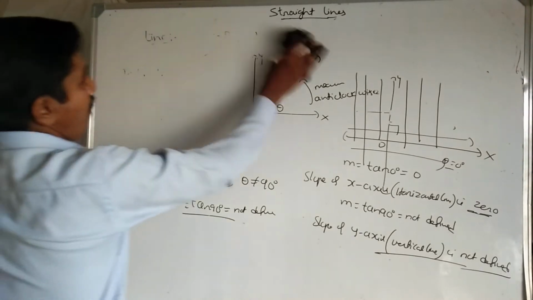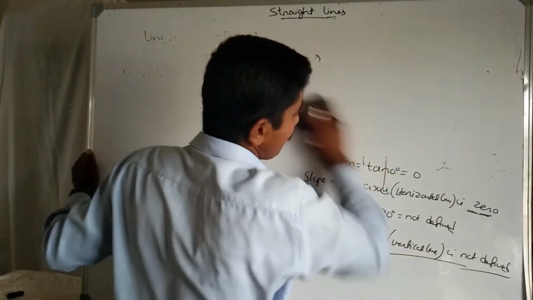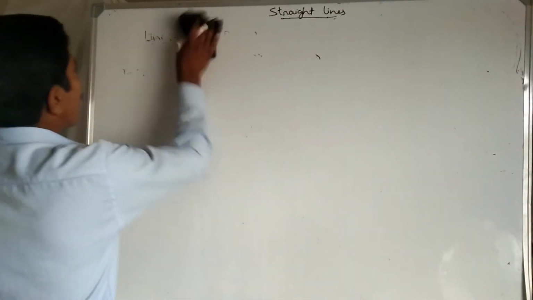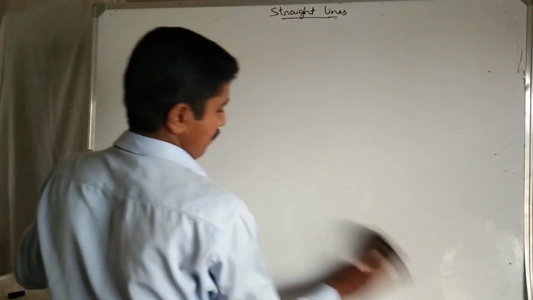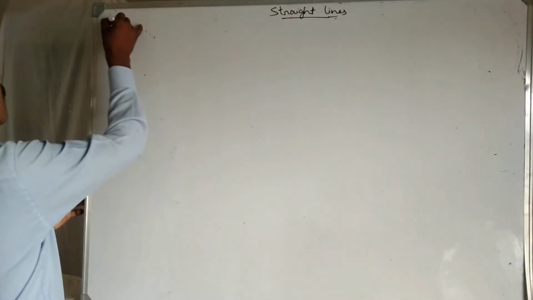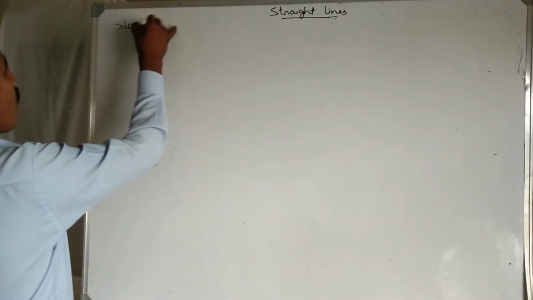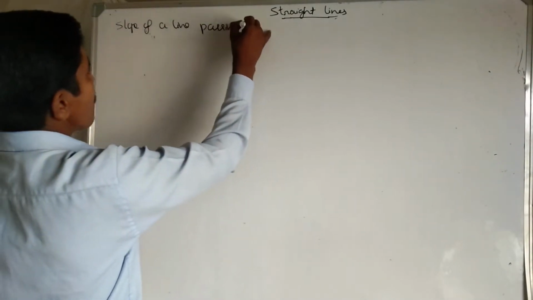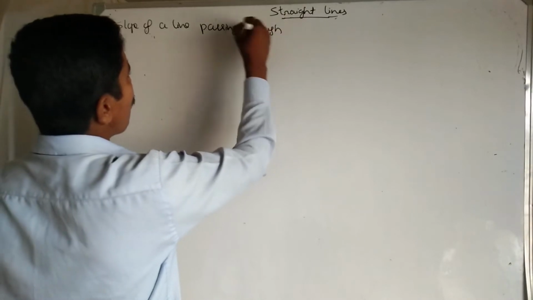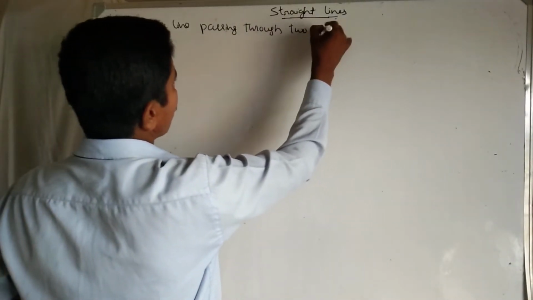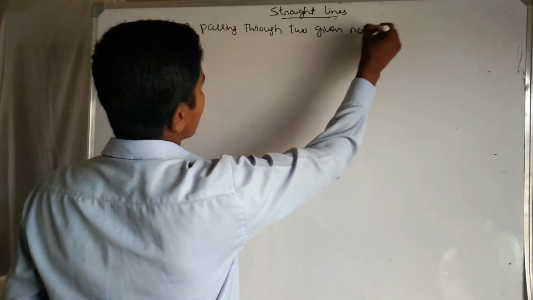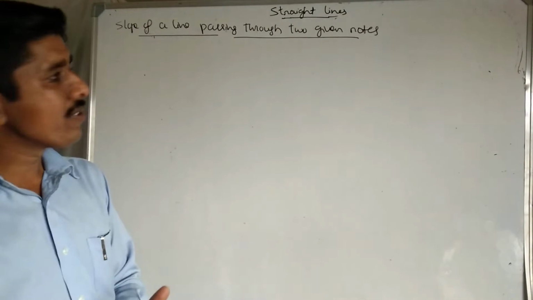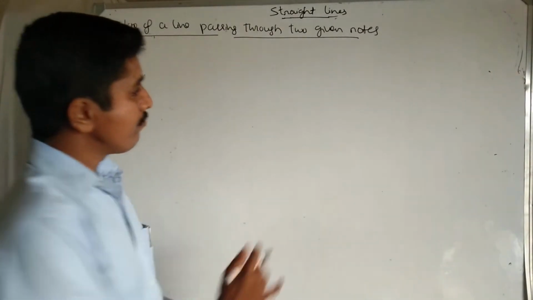So now go to slope of a line passing through two given points. Now I am going to derive the formula. Slope of a line passing through two given points. You make running notes. First I am going to draw the figure.